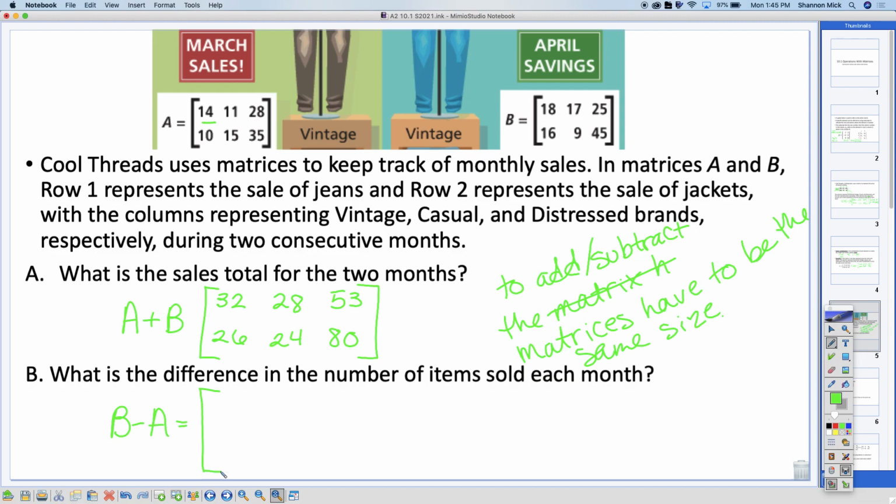Wait. So I'm going to take 18 minus 14 and what? You say we're taking March minus April. No, I'm taking March from April. I never said March minus April. I said March from April. You gotta use simpler words. An application problem is going to say March from April, isn't it? It's not going to say April minus March. You subtract March from April. Yes. Okay. So 16 minus 10 is 6.